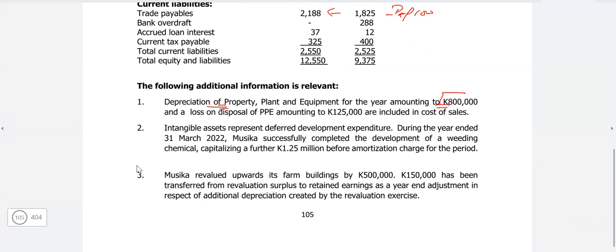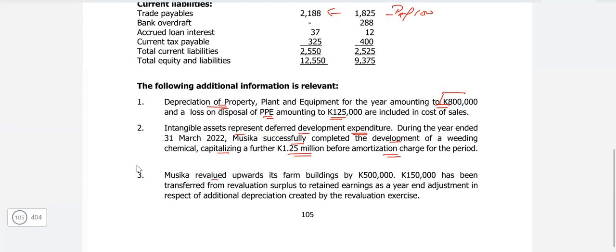And the loss on disposal of the property, plant, and equipment amounting to 125,000 is included in the cost of sales. So we have the depreciation and the loss on disposal of the asset. Intangible asset represents the deferred development expenditure. As we said, it is probably the development expenditure or the purchase of any other intangible. During the year end, MARFAT successfully completed the development of a breeding chemical, capitalizing a further 125 before amortization. So we need to get rid of the amortization from the development account, just like we do for the property, plant, and equipment.